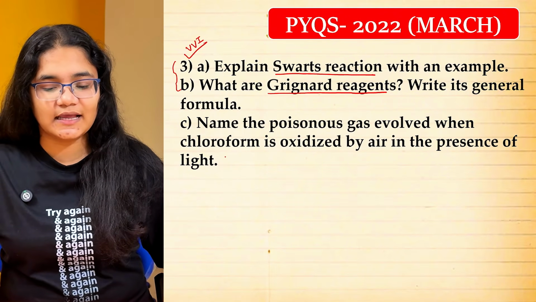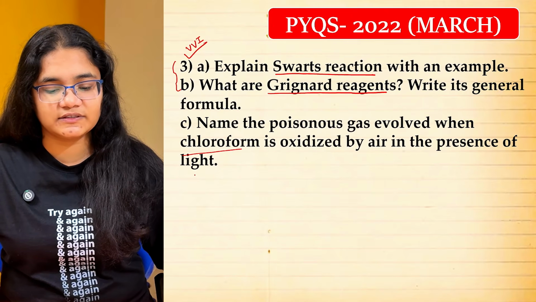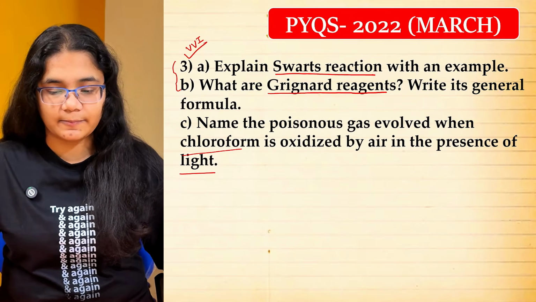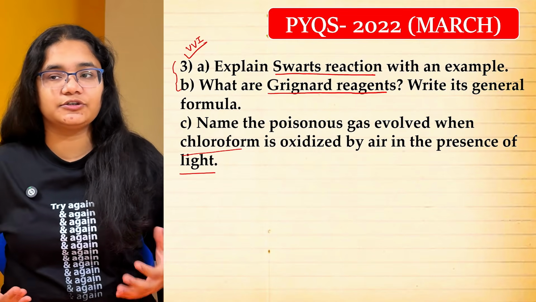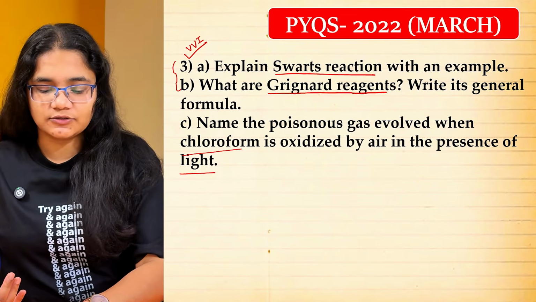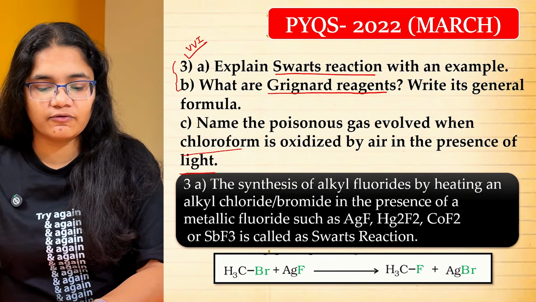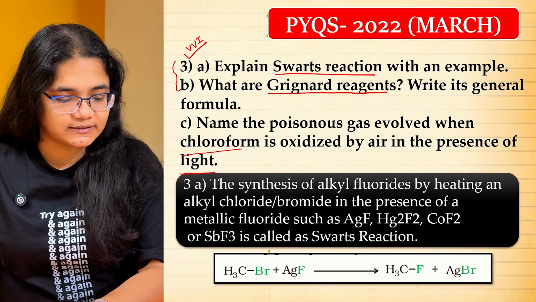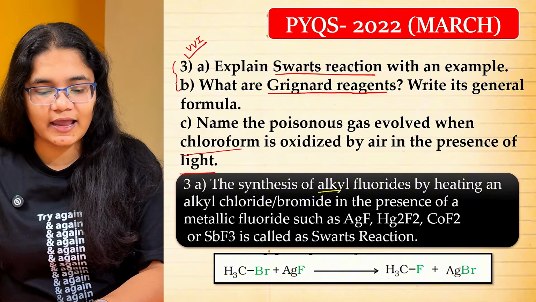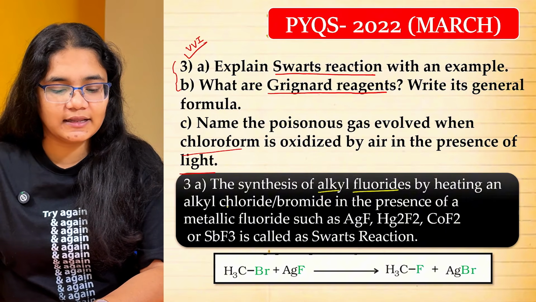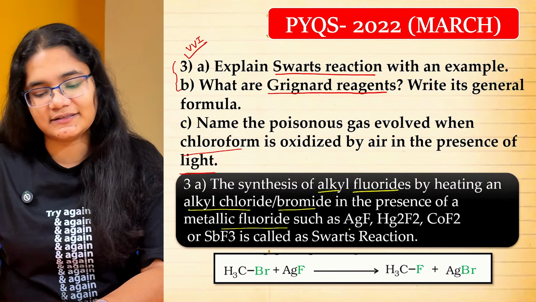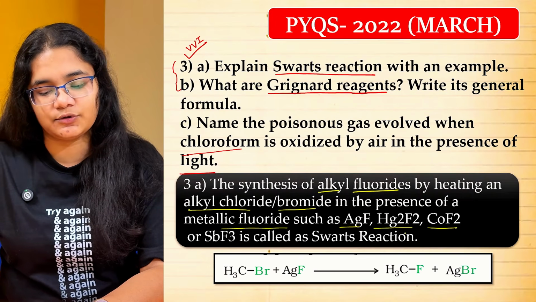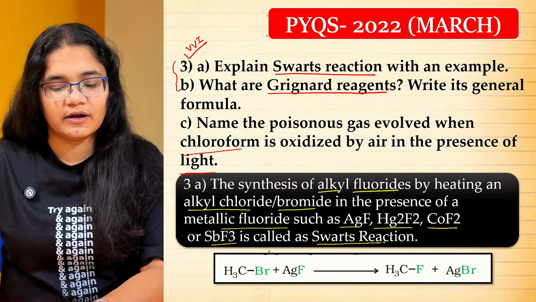Next, name the poisonous gas evolved when chloroform is oxidized in the presence of air and light. Okay. So what is Swartz reaction? Swartz reaction is the production of fluoroalkanes. The synthesis of alkyl fluorides by heating an alkyl chloride or bromide in the presence of metallic fluorides such as AgF, HgF2, CoF2 or SbF3 is called the Swartz reaction.